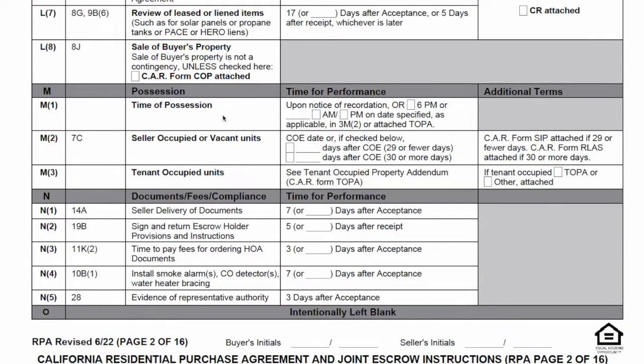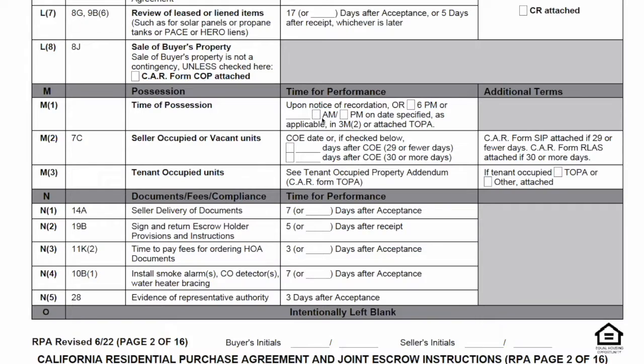Possession. Upon notice of recordation, which is odd that they use this word because no one says that. Everyone says upon notice of recording. Wonder why. Anyways, it's weird. So basically, when escrow records, they'll say, hey, we're confirmed. And escrow will say, upon recording, that they're confirmed. And that's when the buyer can take possession as the owner.